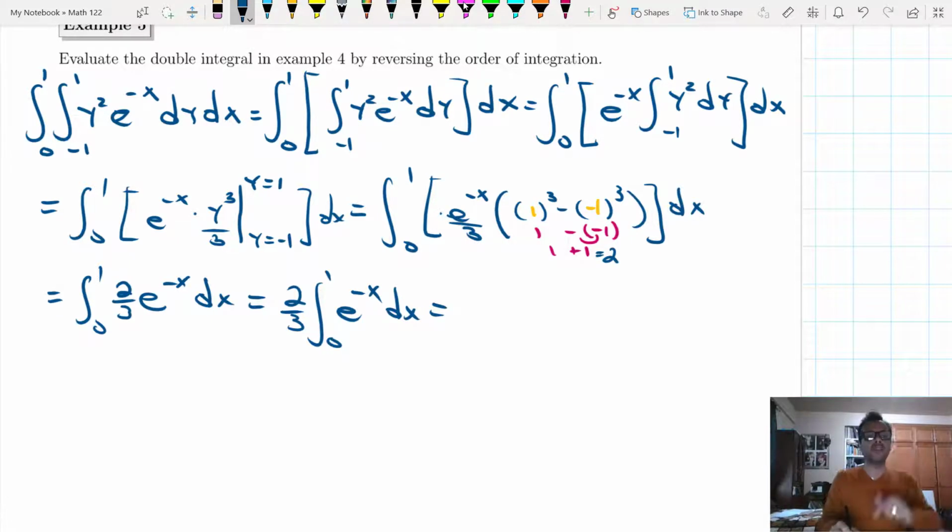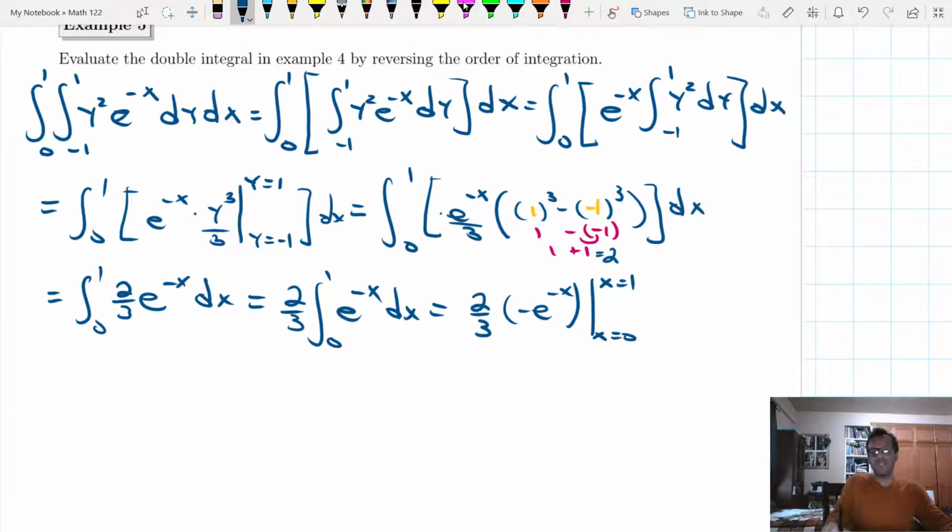Okay, so I'm going to integrate e to the negative x again. So this will be 2/3 times negative e to the negative x, evaluated from x equals 0 to x equals 1.